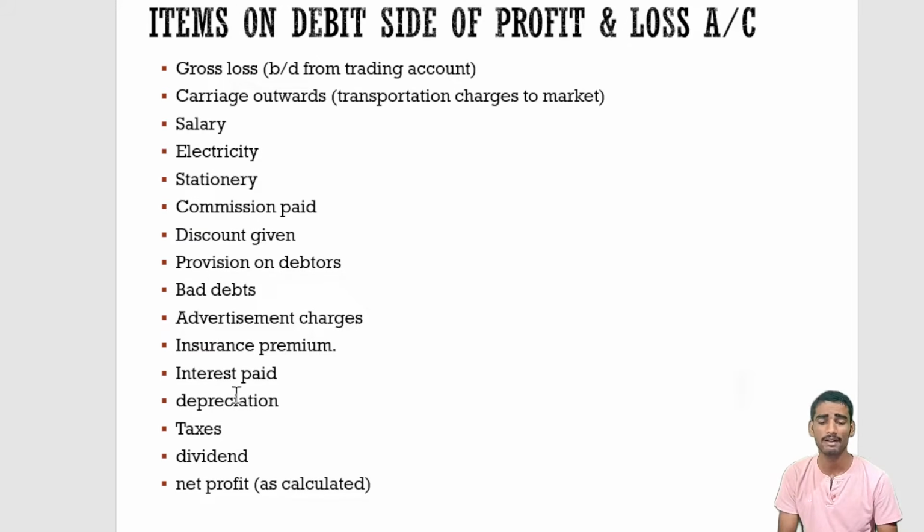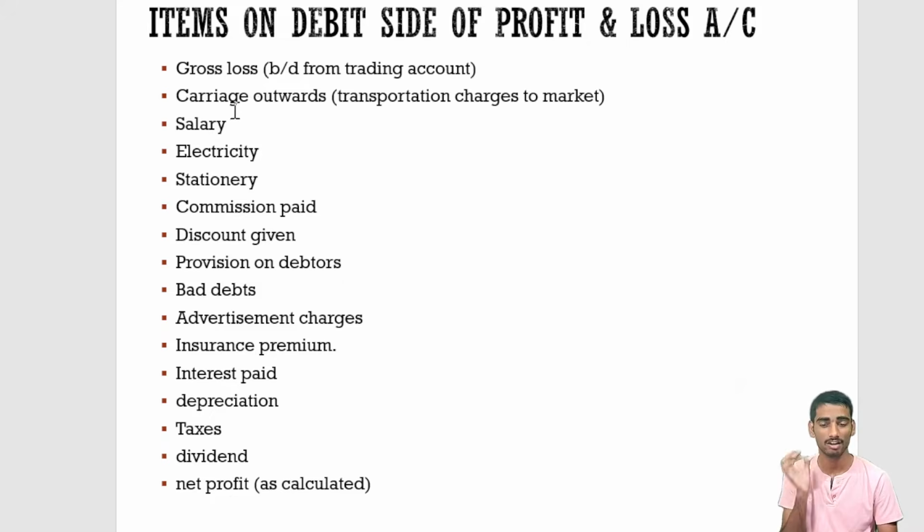Then insurance premium, interest paid, depreciation, taxes. I have already discussed the term depreciation, meaning when the price of a particular good decreases at a certain interval of time. Then taxes, dividend. I have already discussed dividend. So this term should be clear to you, okay? And if you haven't watched that video, then go through it, because it is again important. Without understanding the previous video, you can't go through this, so first watch that video. If your concept of dividend and so on is clear, then you can continue this video. Then net profit, okay? So these are the things you should keep in mind, and you should put all of this on the left side, or you can say debit side.